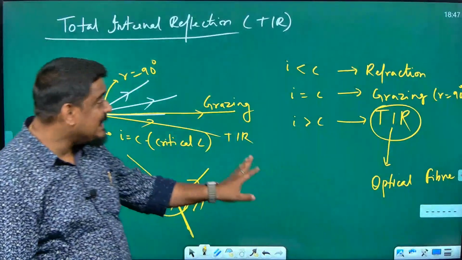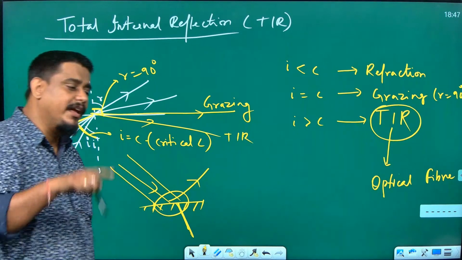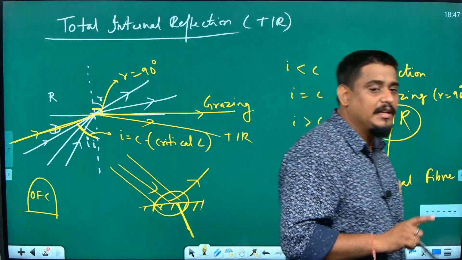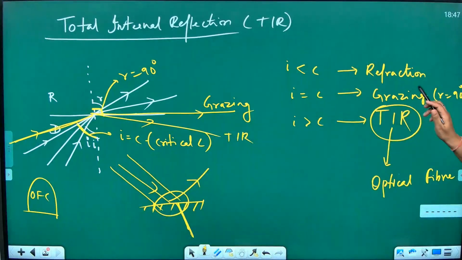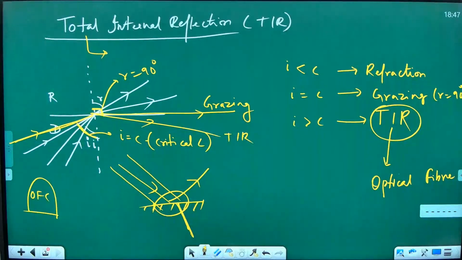So this TIR is a phenomenon where the light gets reflected in the same medium if the angle of incidence is more than the critical angle. First, write this concept. I will give the definition of TIR. Write the definition, please.